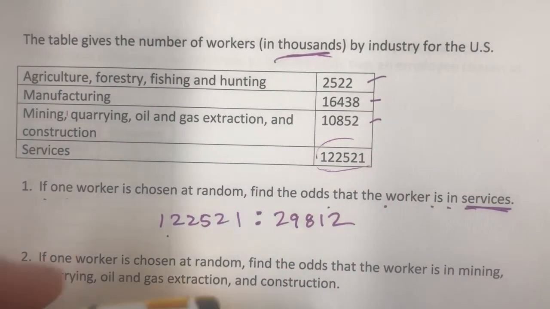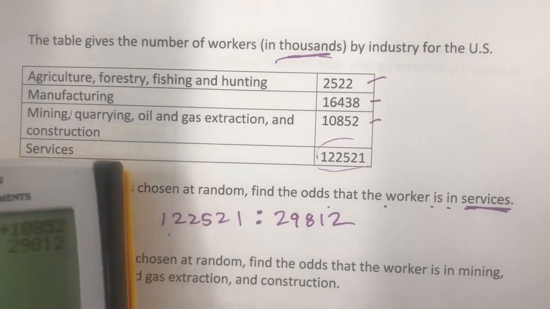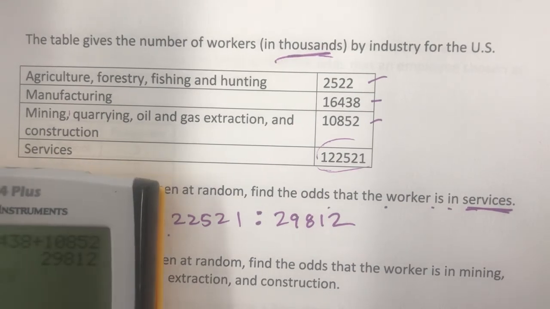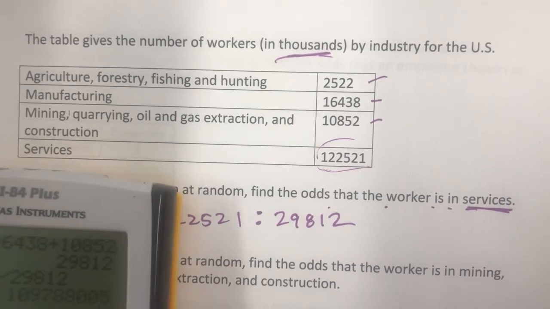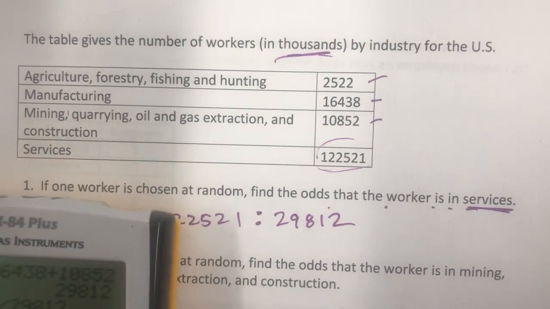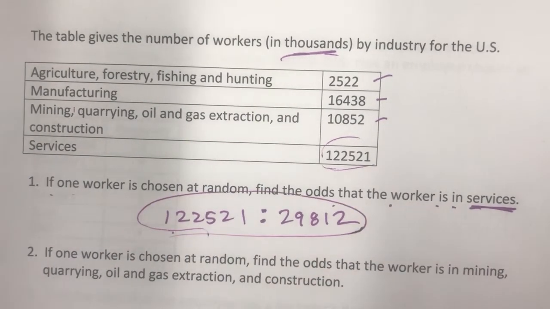Okay, now I always want to divide those down, see if they simplify. So I'm just going to go 122,521 divided by 29812, and then see if it divides down, and it doesn't. See, it won't divide down. So that's my answer right there.